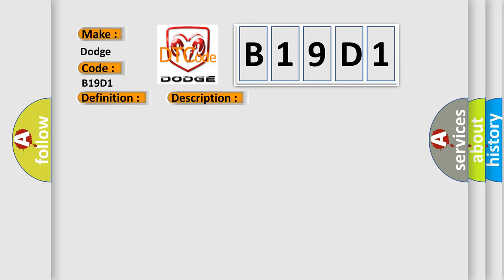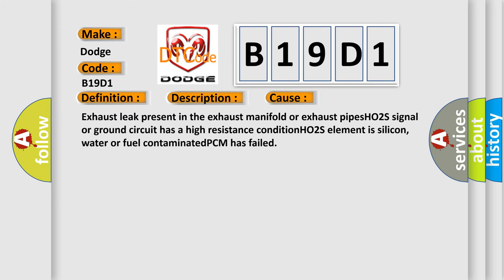This diagnostic error occurs most often in these cases: exhaust leak present in the exhaust manifold or exhaust pipes, HO2S signal or ground circuit has a high resistance condition, HO2S element is silicone, water or fuel contaminated, PCM has failed.